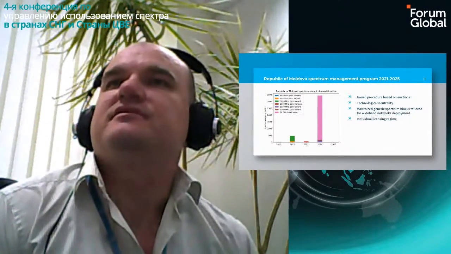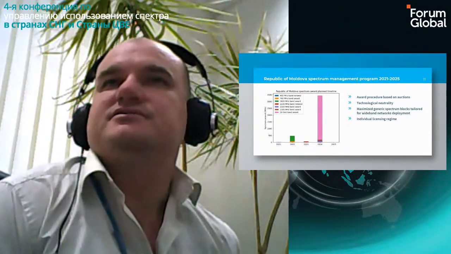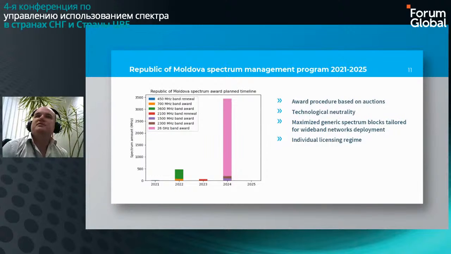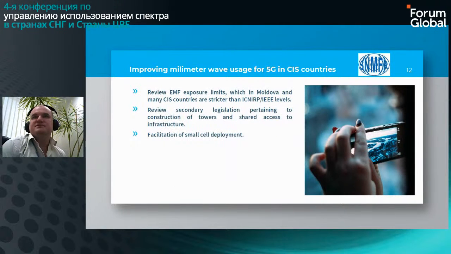We had some discussions with the operators, and also like in Bulgaria, for example, the primary focus of the operators is the lower band and the mid band. Next slide, please. Some considerations on how we can improve millimeter wave usage in our country, and I think this is applicable also for the CIS countries.